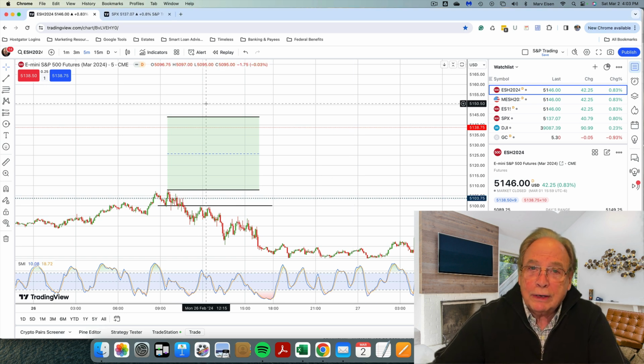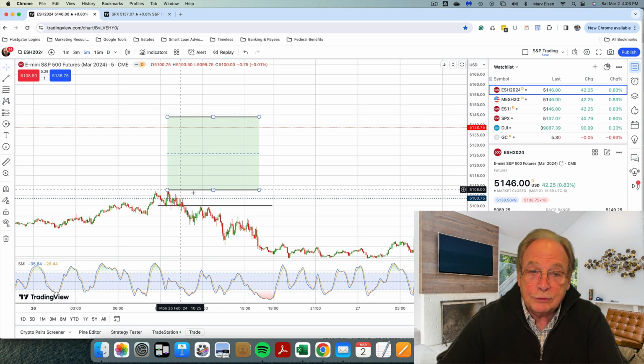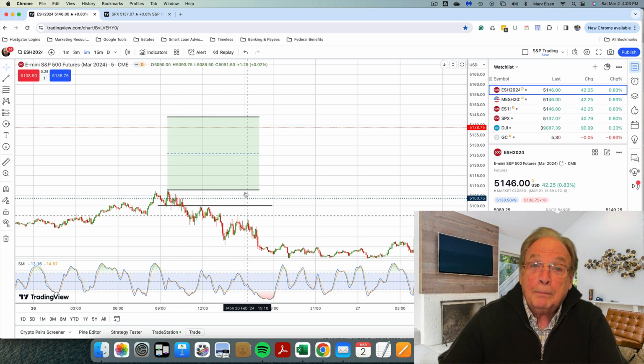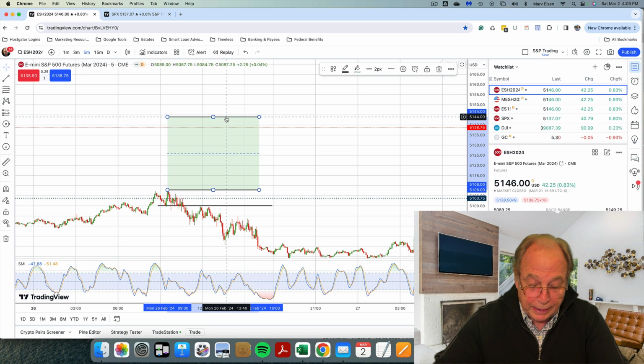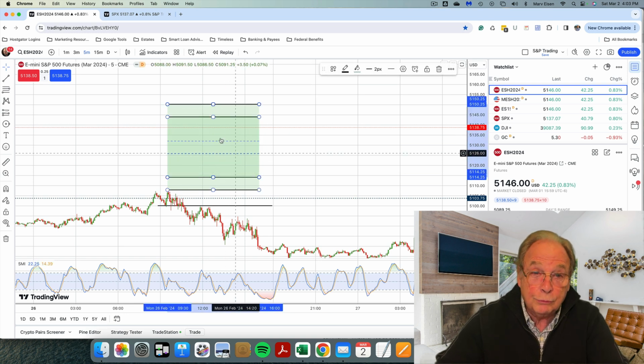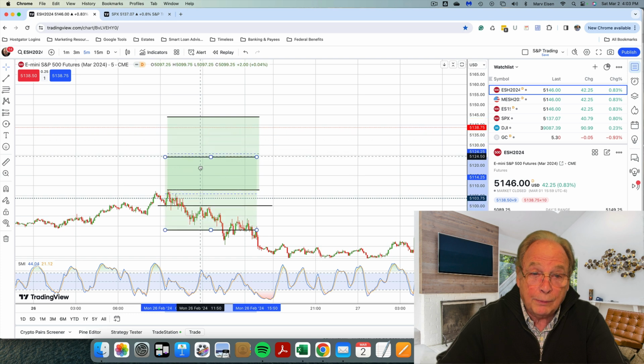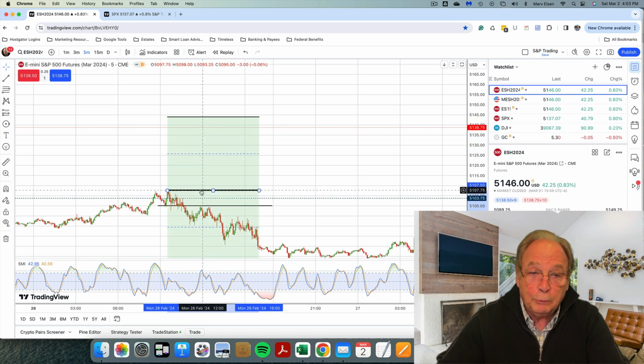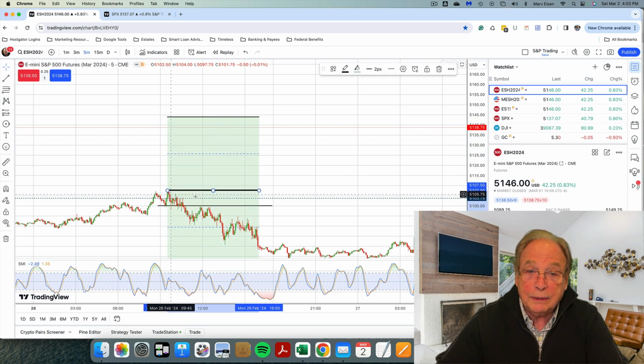Here's my chart of the S&P E-mini on Monday, February 26th. You'll notice the Taylor trading zone I have drawn out on the chart, and prices didn't trade within that trading zone all day. But if I transpose my trading zone down to the intraday high or low, and I'm going to do that right now, I'm going to bring it down to the intraday high, which was put in right at the beginning of the day. And I'm going to change the color of the transposed trading zone.